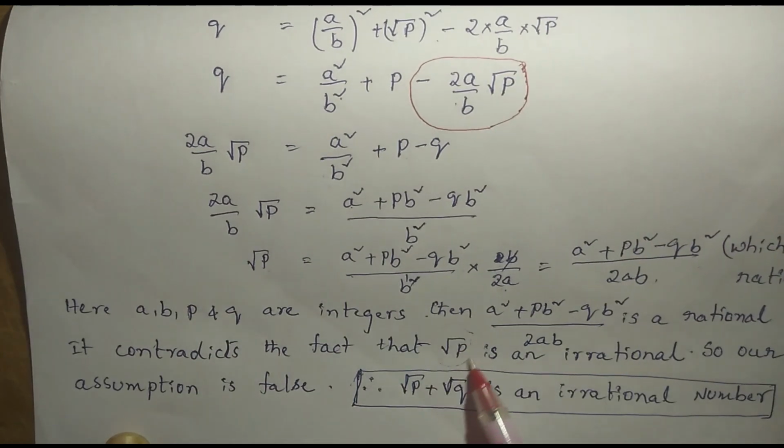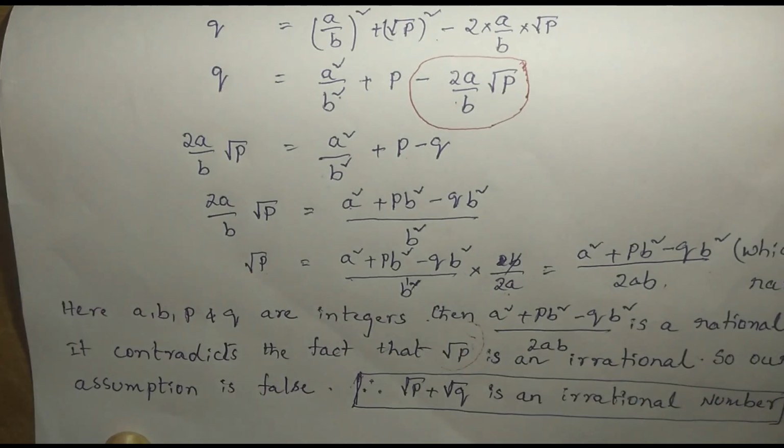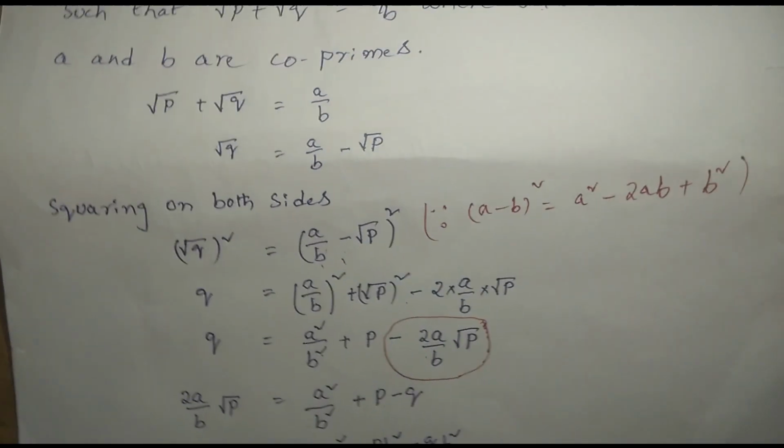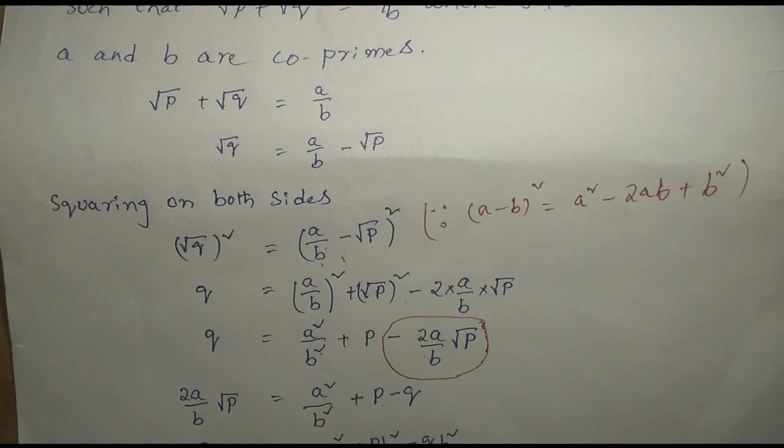Why? Because root p is irrational. In our problem it is given that p and q are primes. The square root of a prime number is also an irrational number, and no prime number is a perfect square.